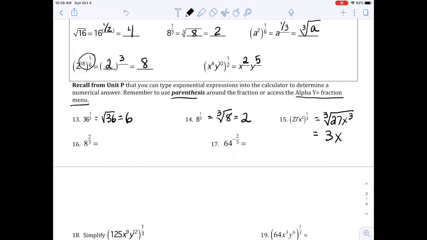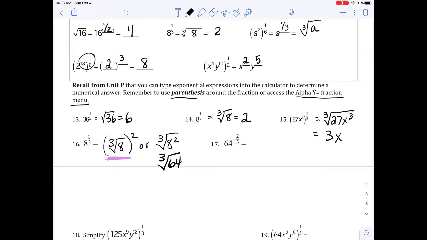8 to the 2/3. So again, type it in your calculator or rewrite it. The cube root of 8 squared. You could also write it as the cube root of 8 squared. So I want you to notice that it can be written both ways. And what I mentioned earlier was I prefer this way. I'm underlining it in purple. And the reason is I would rather cube root the number, get a smaller number, and then raise it to the power. Because for the second one, if I take 8 squared, that's 64, I'm cube rooting a larger number.